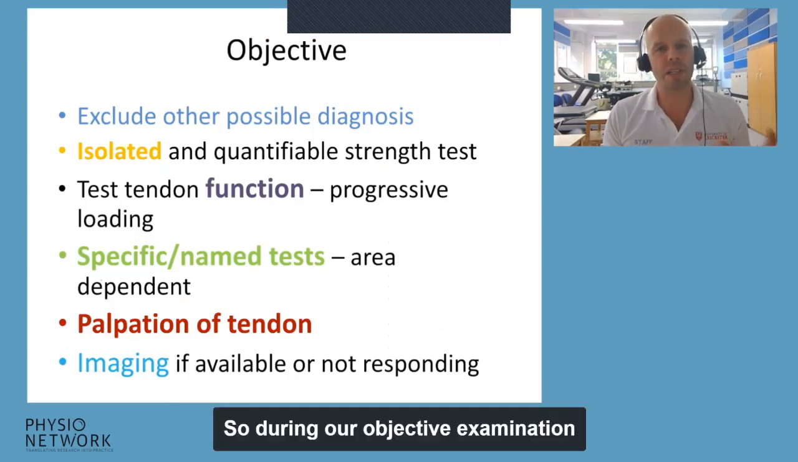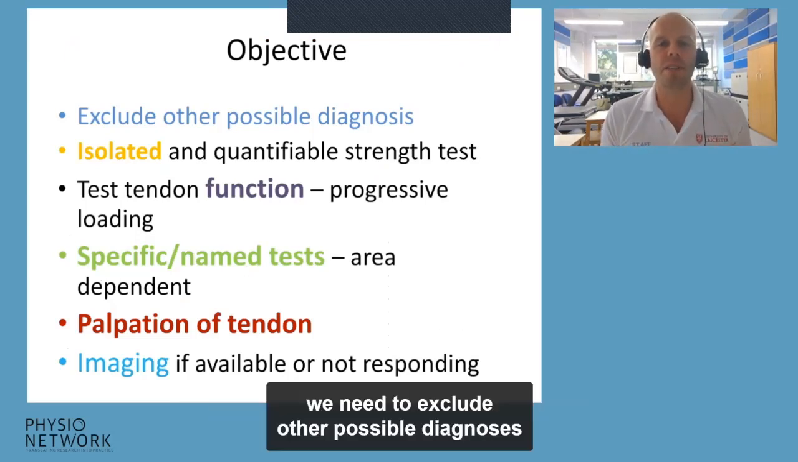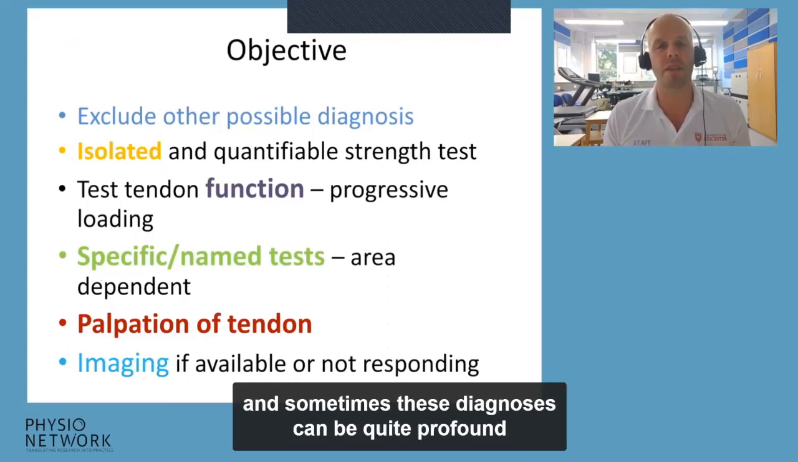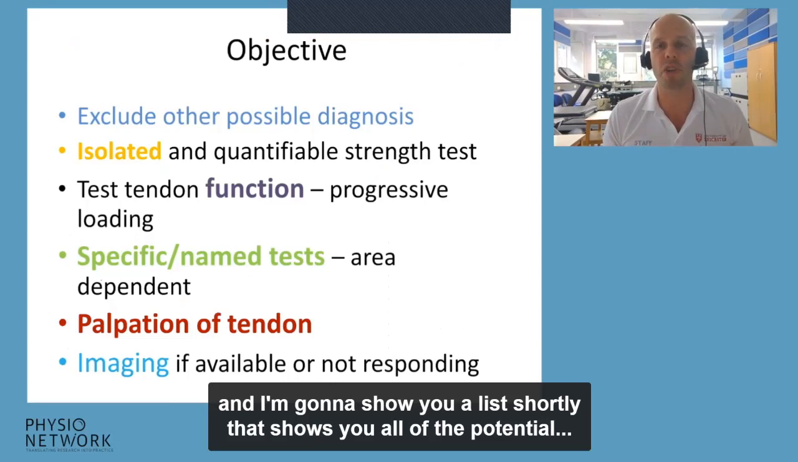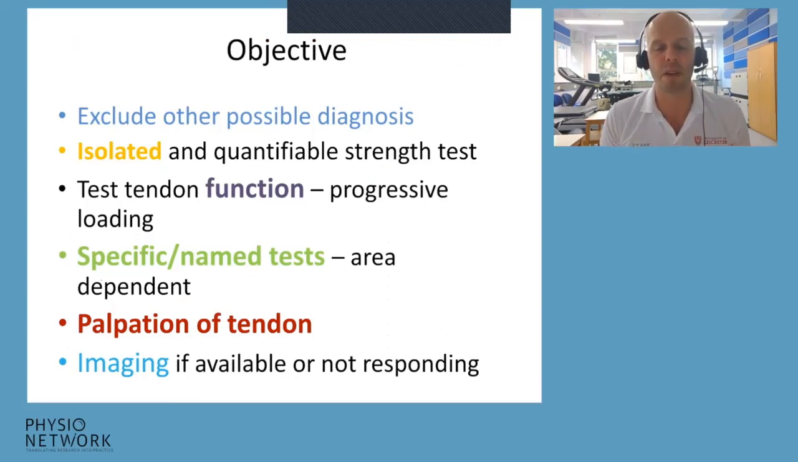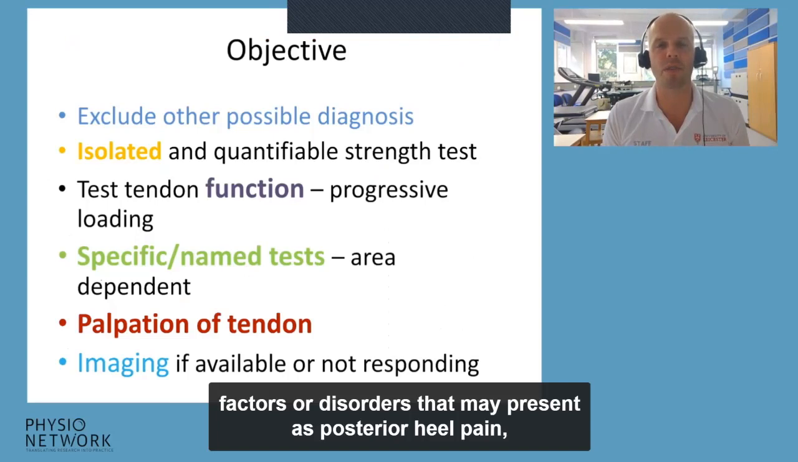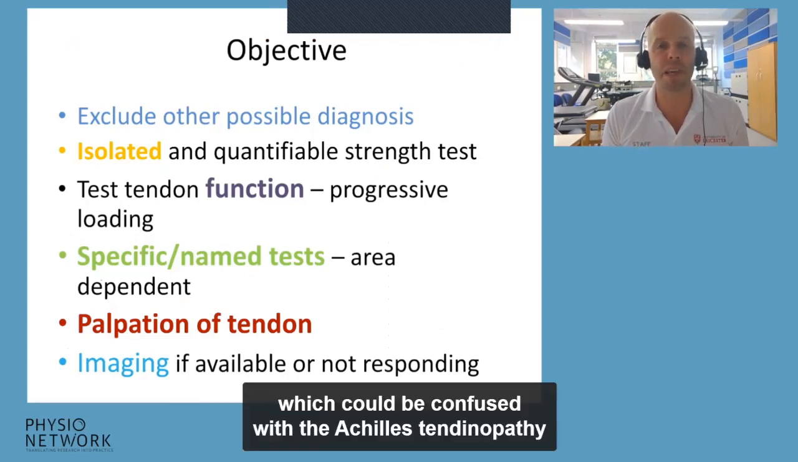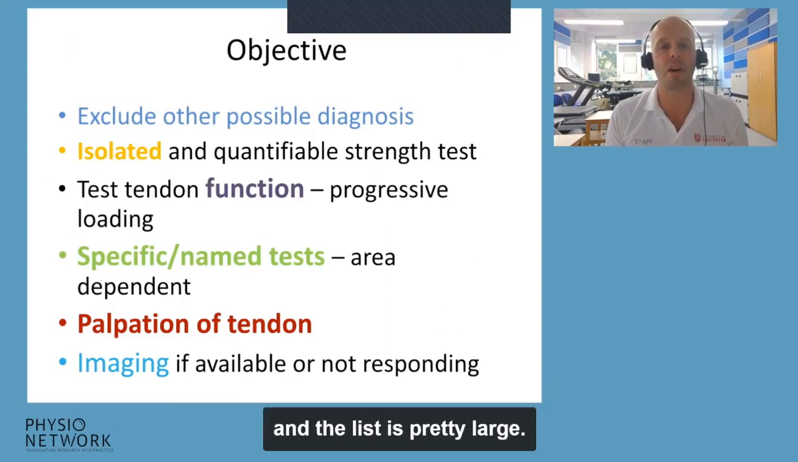So during our objective examination, we need to exclude other possible diagnoses. And sometimes these other diagnoses can be quite profound. And I'm going to show you a list shortly that shows you all of the potential factors or disorders that may present as posterior heel pain, which could be confused with Achilles tendinopathy. And the list is pretty large.